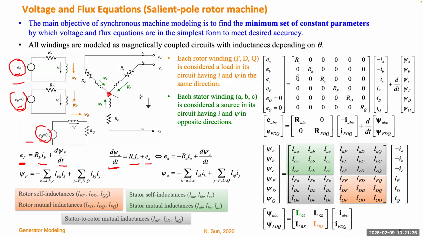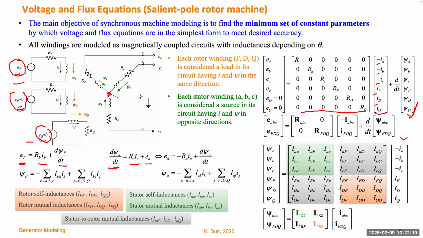So if we put all the equations in the same matrix form, we have 6 equations, 6 voltage equations. You see for the resistance, that's basically a diagonal matrix, so we only have just resistance on each winding. And the current here may have a negative sign or positive sign depending on the direction. For the stator windings, you will see a negative sign with the current. On the rotor winding, we don't have a negative sign, so basically they're positive.